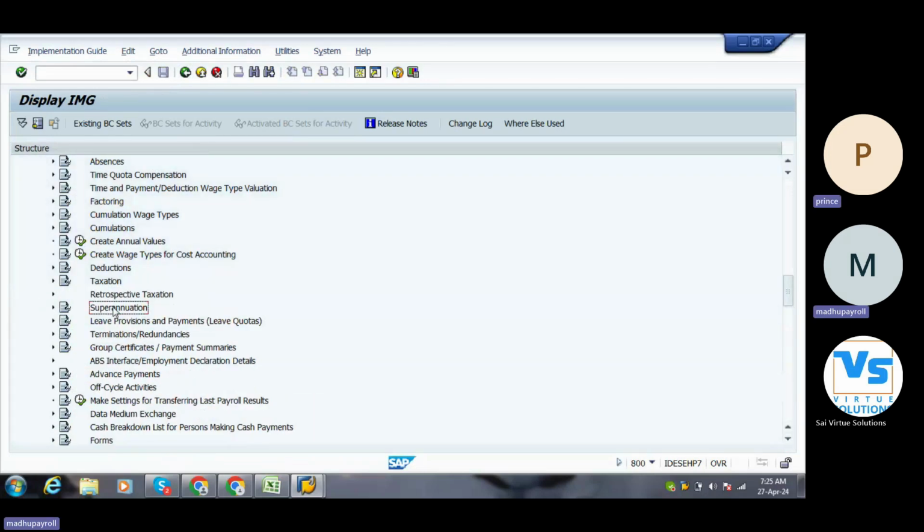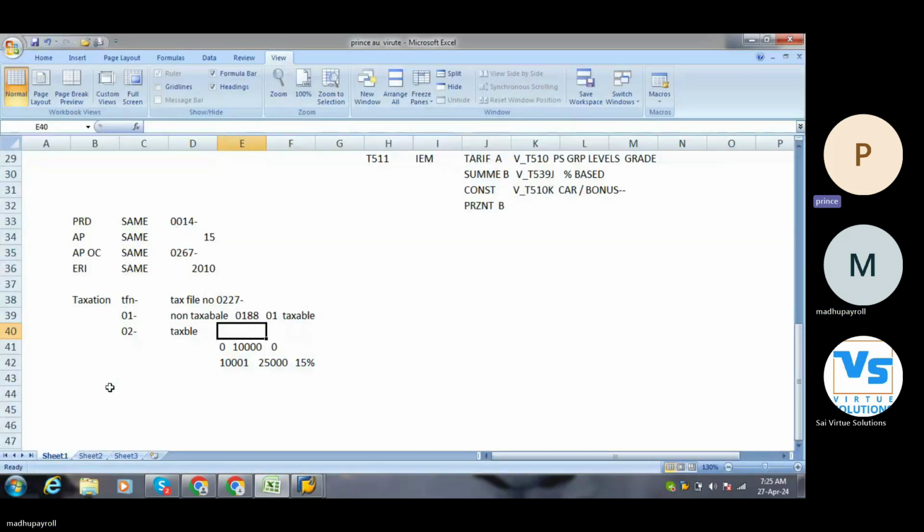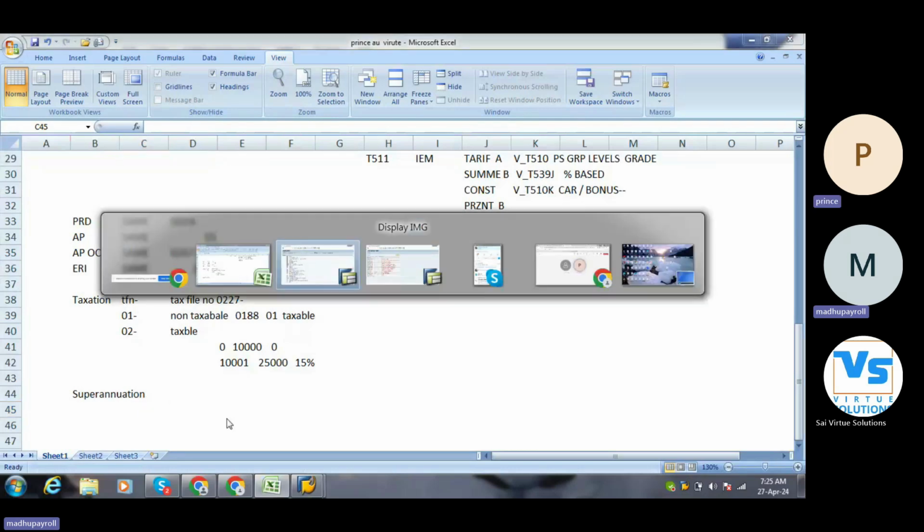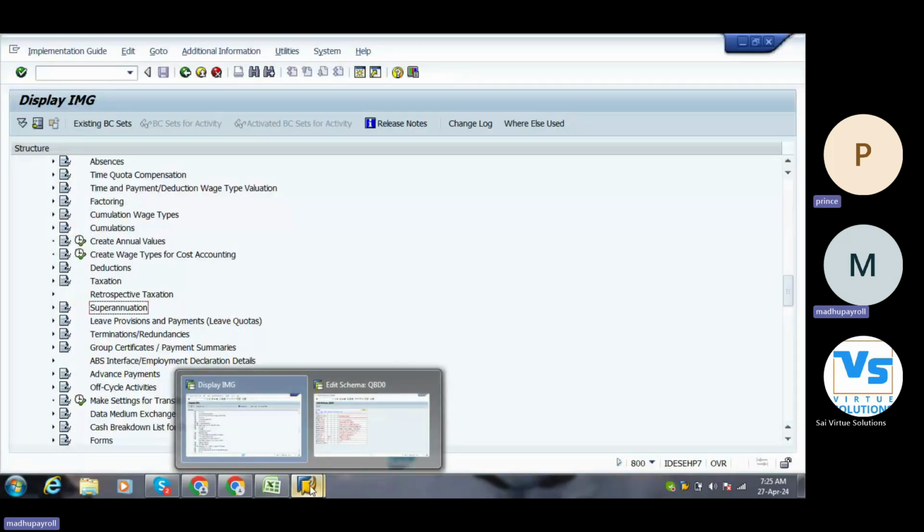And the next one, superannuation. It's a retirement benefit. So the major thing is retirement superannuation. What is a superannuation contribution, the employer contribution? What are the secondary wage types? What infotype is there?